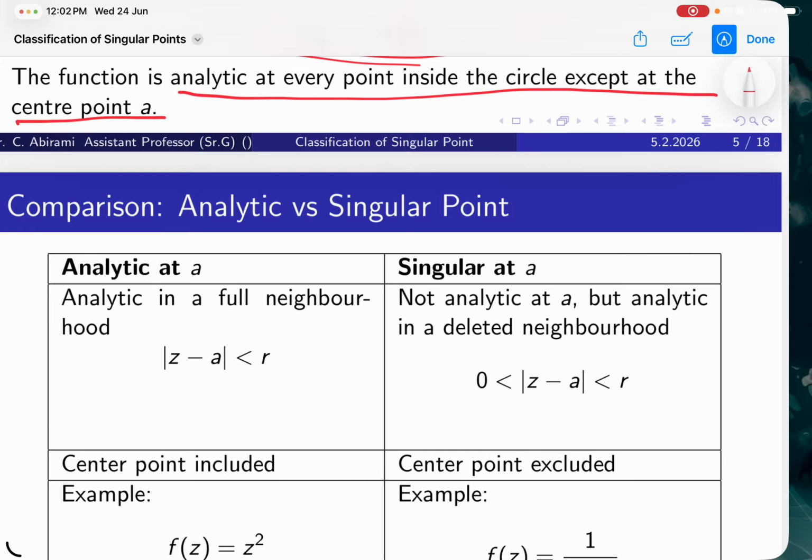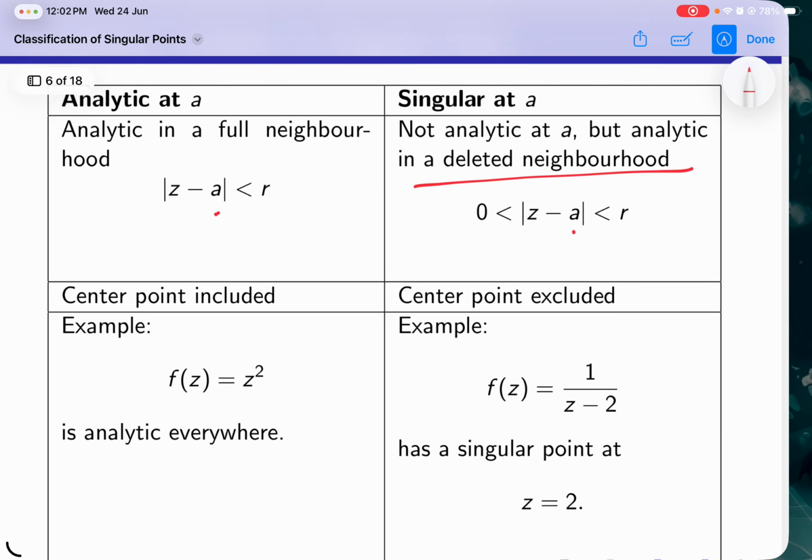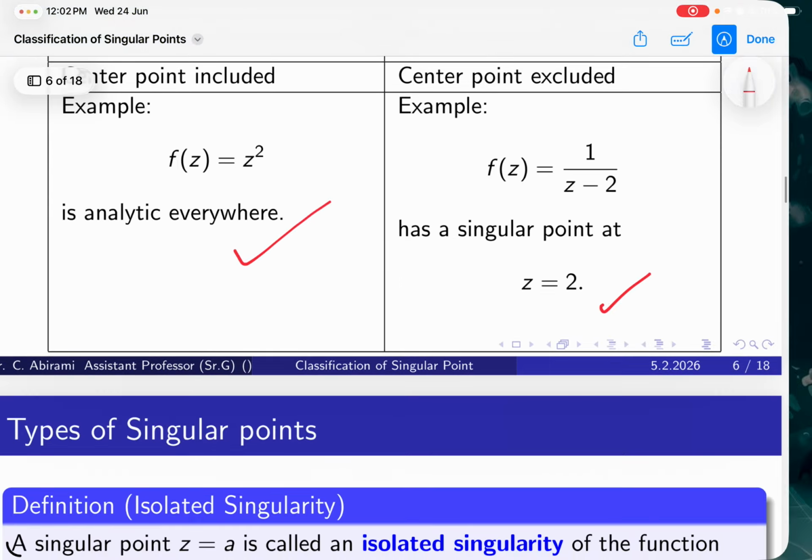Analytic at a point means analytic in a full neighborhood: not only at that point, but also in some neighborhood of that point the function is analytic. Singular at a means not analytic at a: the particular point is not analytic, but the function is analytic in a deleted neighborhood, everywhere in the neighborhood of a except a. Here the center point is excluded, because only at that particular point the function is not analytic. For example, f of z equal to z squared is analytic everywhere, while f of z equal to 1 divided by z minus 2 has a singular point at z equal to 2. So you can easily remember the concept.